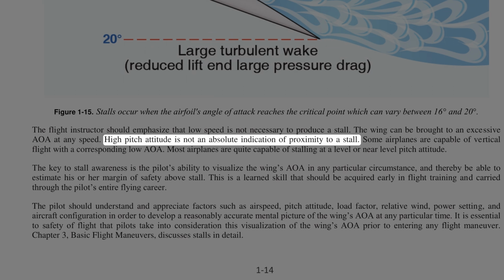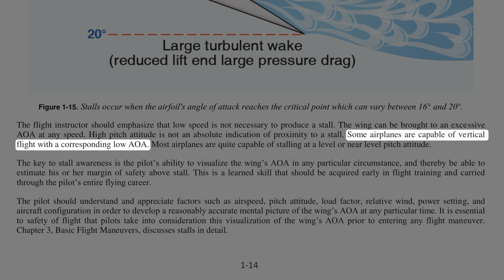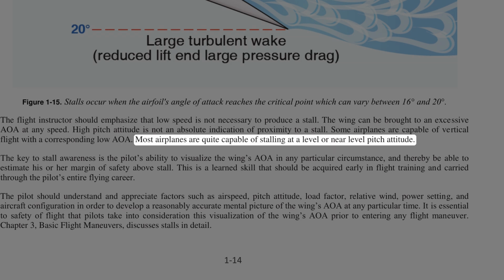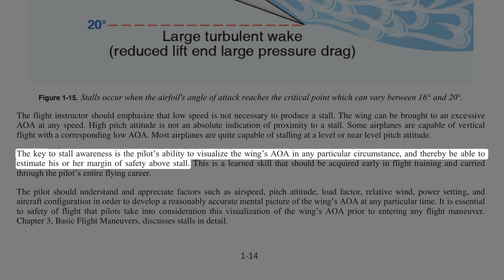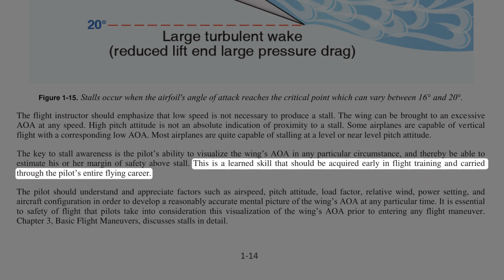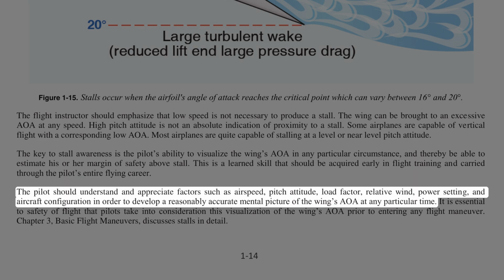High pitch attitude is not an absolute indication of proximity to a stall. Some airplanes are capable of vertical flight with a corresponding low AOA. Most airplanes are quite capable of stalling at a level or near level pitch attitude. The key to stall awareness is the pilot's ability to visualize the wing's AOA in any particular circumstance and thereby be able to estimate his or her margin of safety above stall. This is a learned skill that should be acquired early in flight training and carried through the pilot's entire flying career. The pilot should understand and appreciate factors such as airspeed, pitch attitude, load factor, relative wind, power setting, and aircraft configuration in order to develop a reasonably accurate mental picture of the wing's AOA at any particular time.